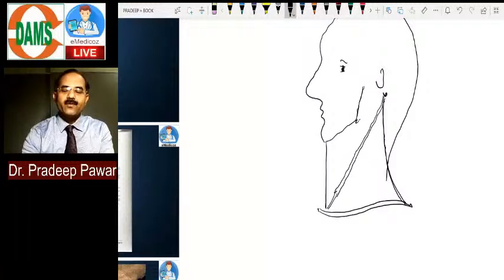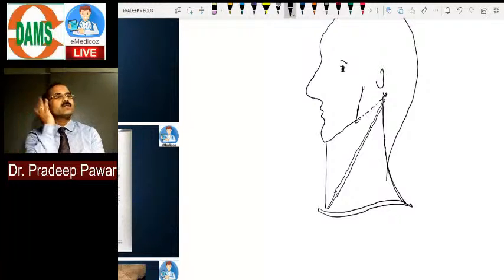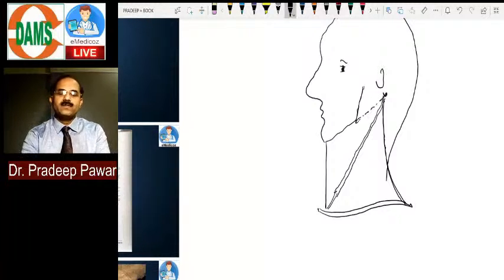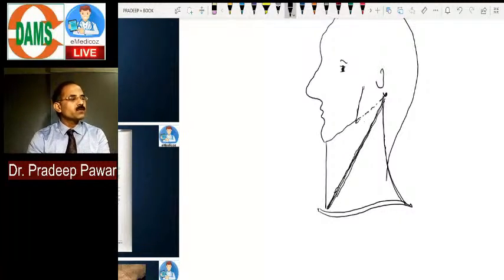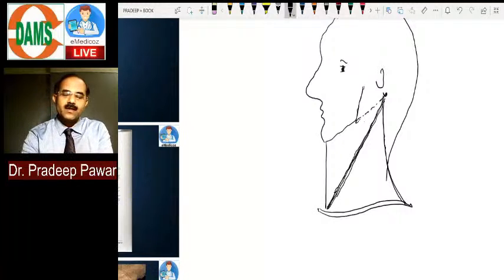An imaginary line drawn from the angle to the mastoid process divides the neck. This is the side of the neck, and this neck is divided into two triangles by this muscle. What is this? Sternocleidomastoid. So sternocleidomastoid divides the neck into two triangles. This is the anterior triangle and that's the posterior triangle.